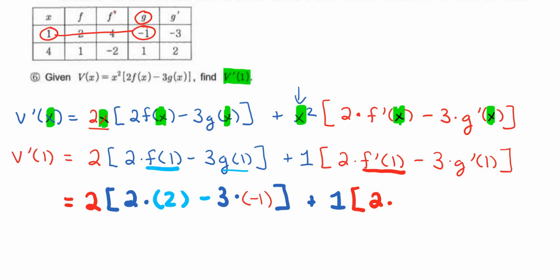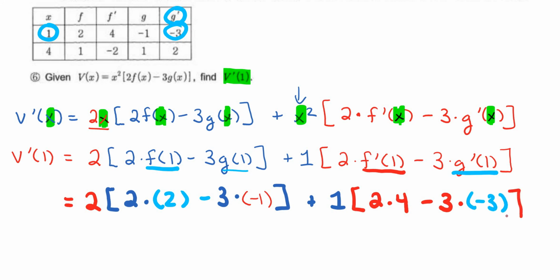Now what's f prime of 1? Here's f prime, there's 1, f prime of 1 is going to be 4, so 2 times 4 minus 3 times, and finally the last one is going to be 3 times g prime of 1. Here's g prime, here's 1, g prime of 1 is going to be negative 3. And then we close that bracket off. After all that work, we can finally figure out our final answer here. So this will be 2 times, 2 times 2 is going to be 4. So 4 plus 3.